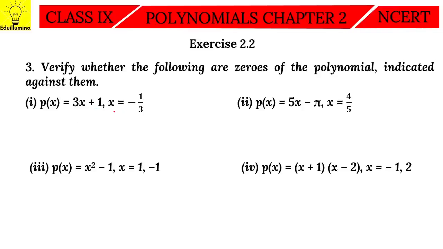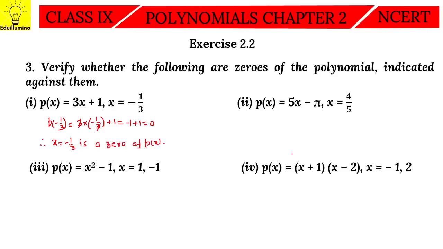by 3. तो हम चेक करना चाहते हैं कि क्या minus 1 by 3 गिवन पॉलिनोमियल का जीरो है या नहीं. तो हम पॉलिनोमियल में x की जगह minus 1 by 3 पुट करेंगे. So p of minus 1 by 3, 3 into minus 1 by 3 plus 1. 3 cancelled out, so minus 1 plus 1, which is equal to 0. So therefore x equal to minus 1 by 3 is a zero of the given polynomial.